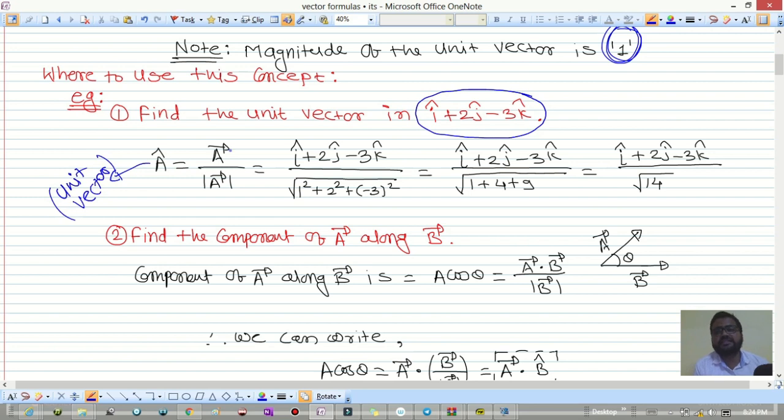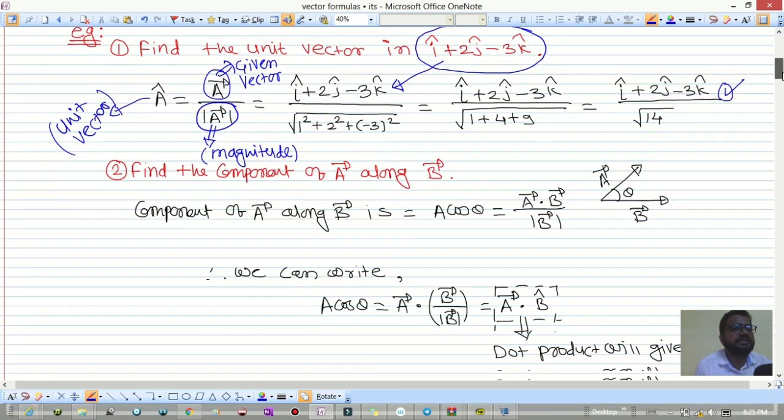Then the unit vector is the given vector divided by its magnitude, right? The given vector we have is i hat plus 2j hat minus 3k hat, as it is you have to write over here. And what is its magnitude? Magnitude is the x component squared, that is 1 squared, plus the y component squared, that is 2 squared, plus the z component squared, that is minus 3 squared. So you will get i hat plus 2j hat minus 3k hat divided by root of 1 plus 4 plus 9, and this is the answer.